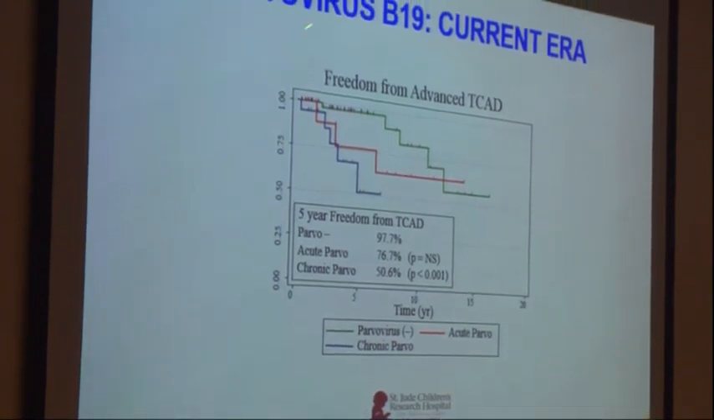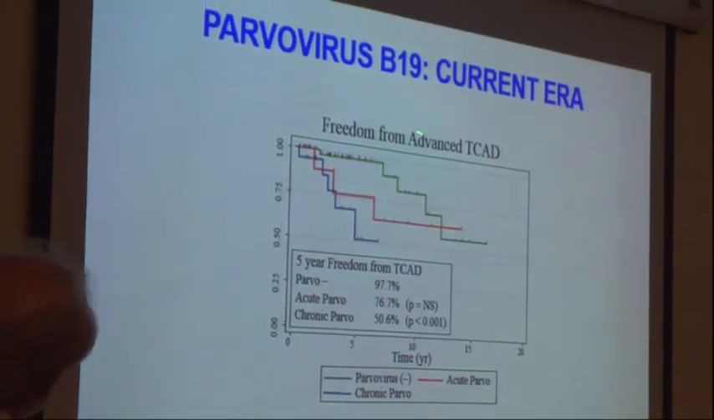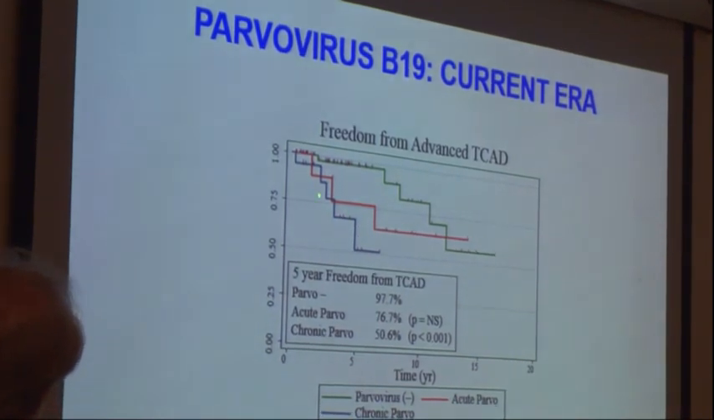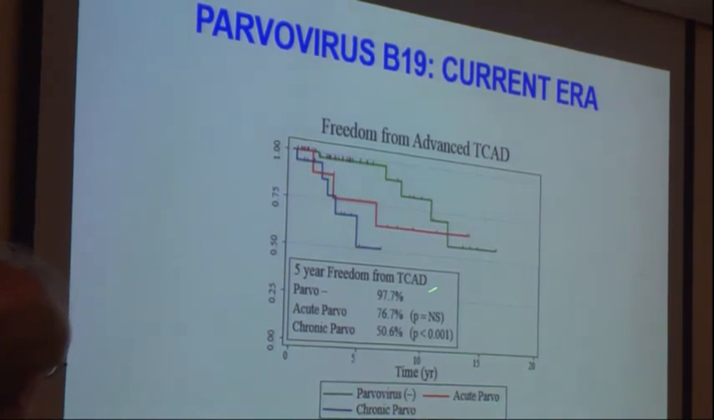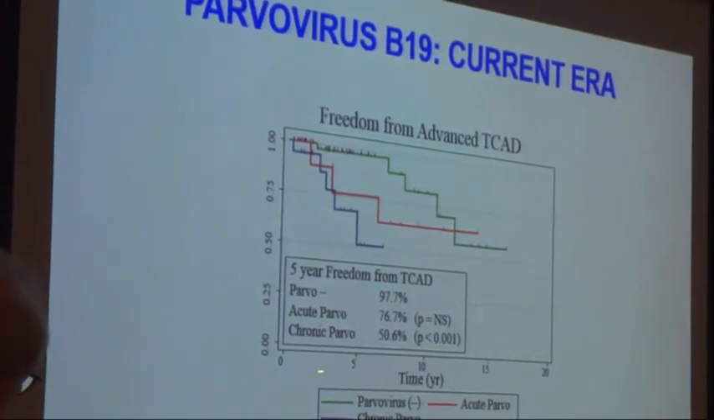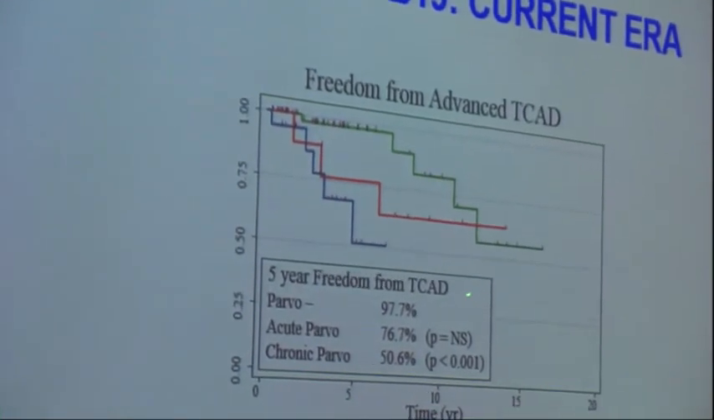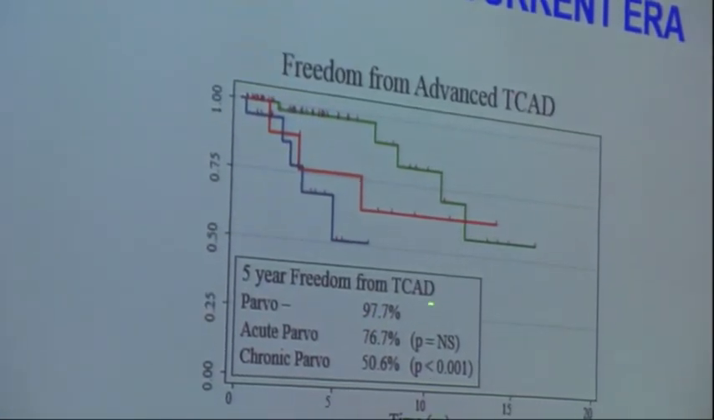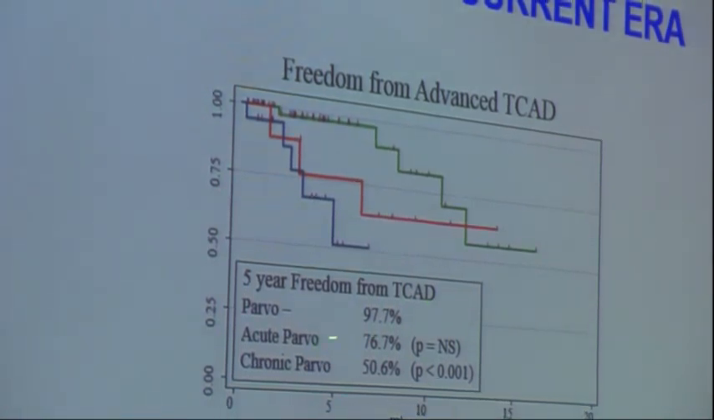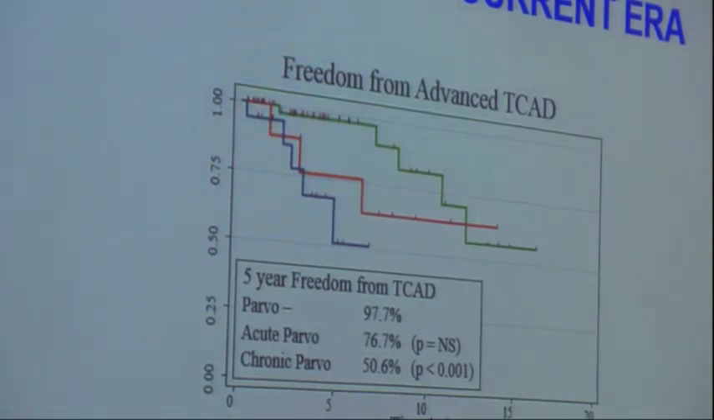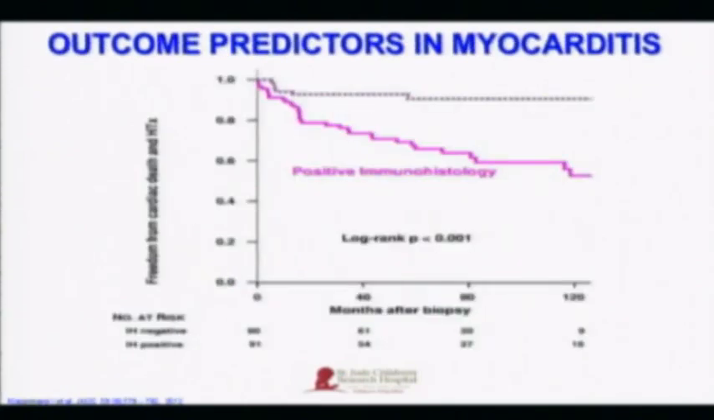So here's in the 2000s, freedom from advanced coronary disease. You can see your parvoviral negative, your parvoviral acute positive, and then chronic disease negative. And so this time scale you can see is much different. 97, 98%, 5 years free of transplant coronary disease. Acute cases, 77%, chronic down to 50%. So you have gradual loss as each year goes along that you've been post-positive PCR.